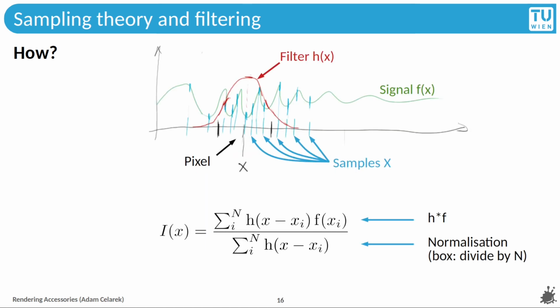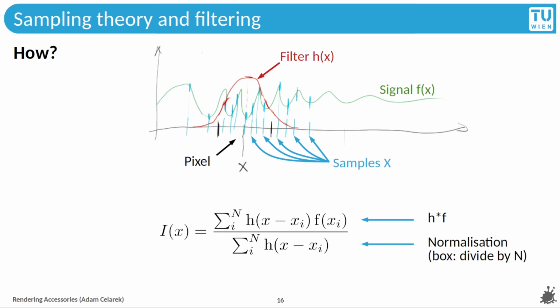Here you see the equation for that process. In the numerator over here you see exactly what we said before. The sample value of f is multiplied with the value of the kernel centered at the pixel we want. This is exactly the same term as inside the integral of the convolution. And so this whole thing represents h convolved with f.